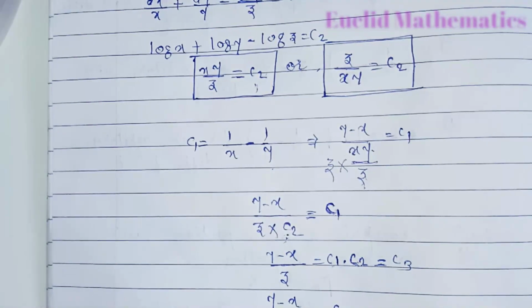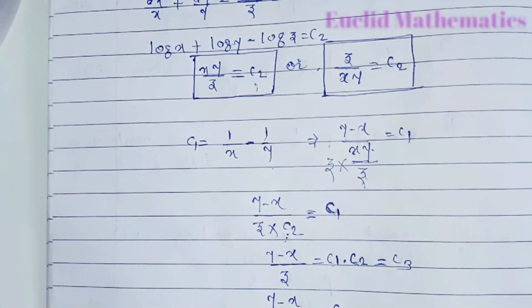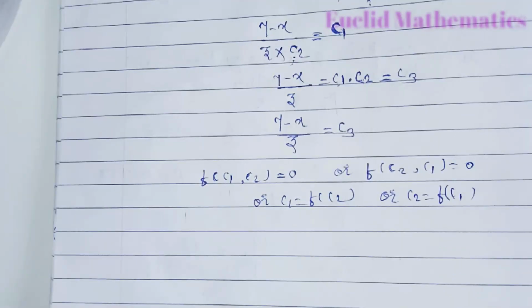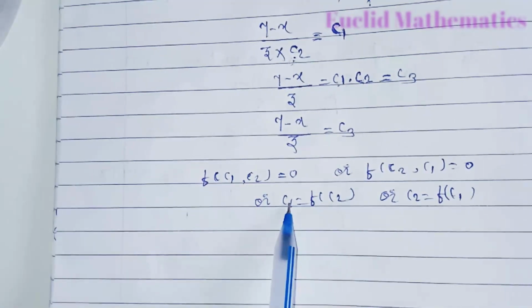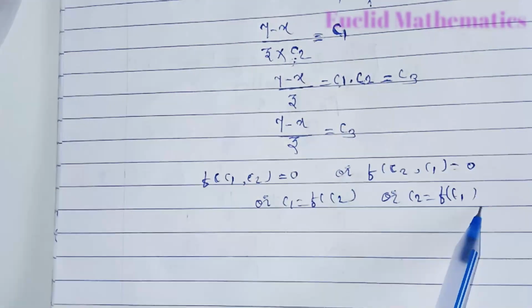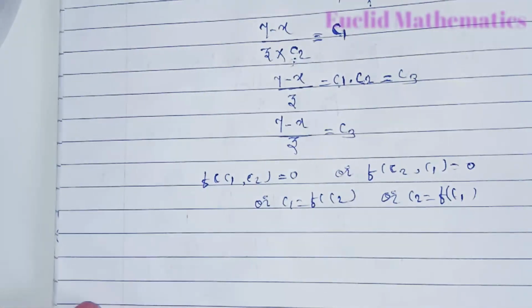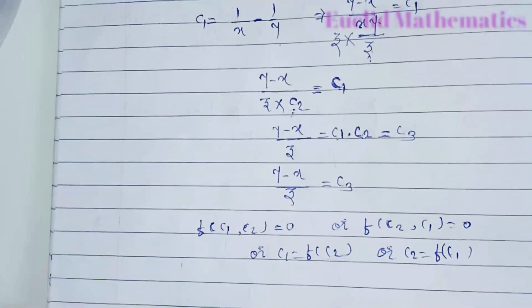So now find out the solution of our given equation by using Lagrange's method. Here the solution by using c1, c2 we write as f of c1, c2 equal to 0, or f of c2, c1 equal to 0, or c1 equal to f of c2, or c2 equal to f of c1. Now substitute all the values for c1, c2 and c3, so we get our required option from our example.